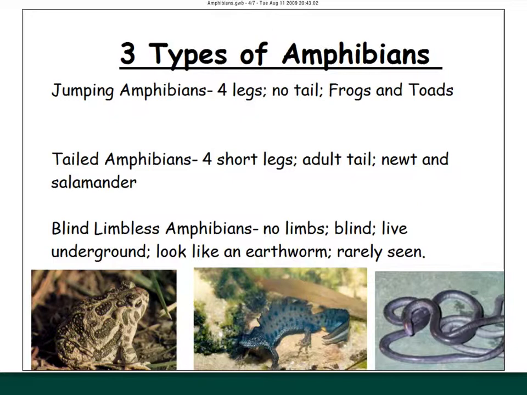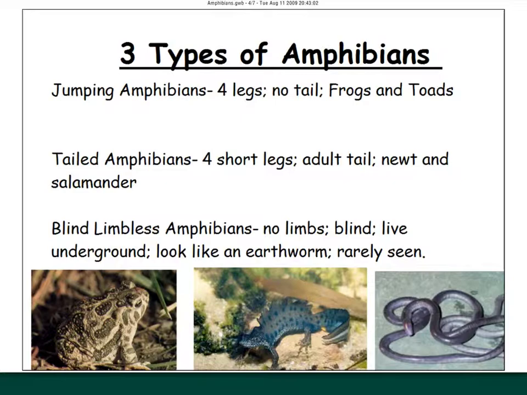Those are your newts and salamanders. And then you have your blind, limbless amphibians, which don't have arms or legs. They're blind. They have pretty much no eyes. They can't see. They live underground. They look like earthworms, but they're not earthworms because they have a backbone. That's what's important here. Amphibians have backbones.